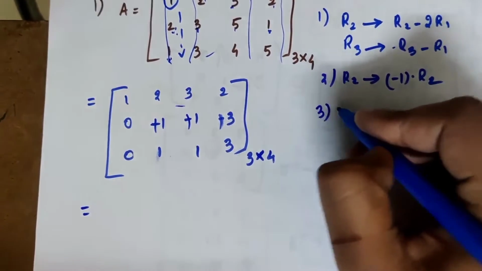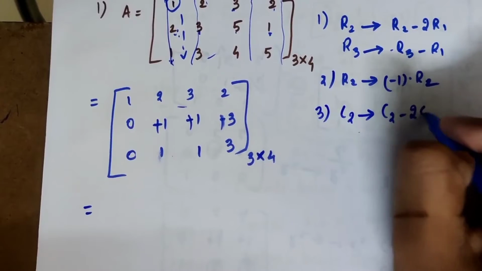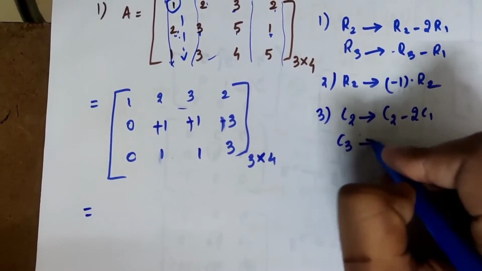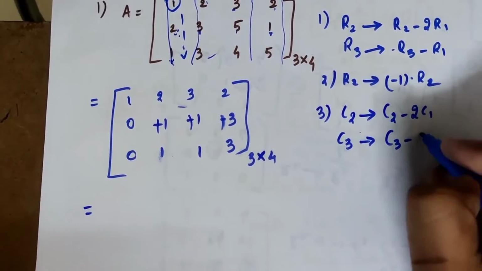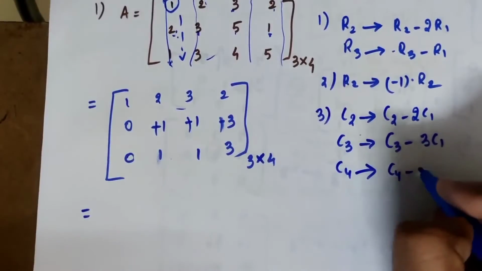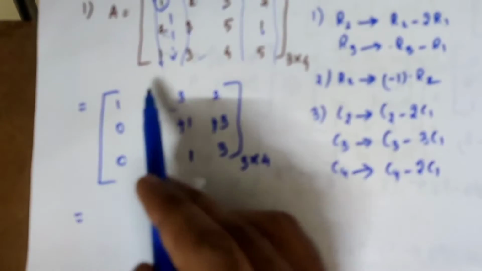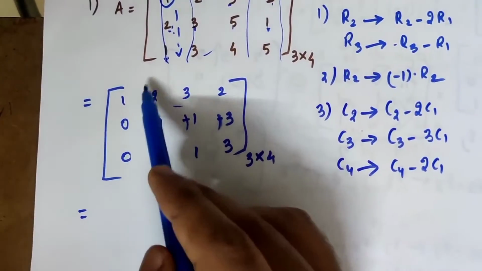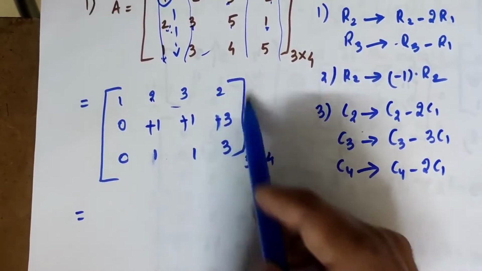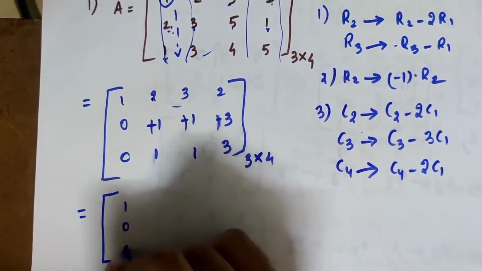For that, I will do C2 implies C2 minus 2C1, C3 implies C3 minus 3C1, C4 implies C4 minus 2C1. You are getting it, right? This column is my C2, this one is my C3, this one is my C4. So for this you have to make 1 0 0.